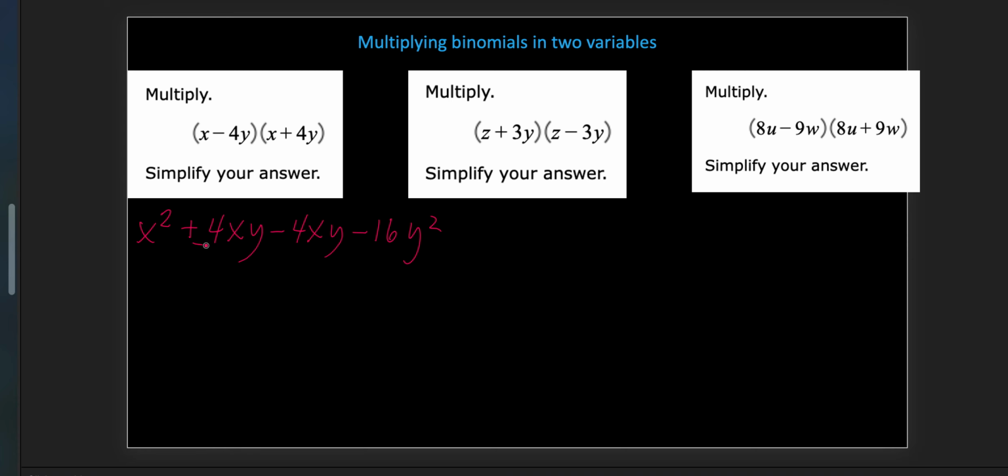So I look at the like terms that I can combine. I actually have plus that kind of term minus the exact thing, so that's 0. So this becomes x squared minus 16y squared. So these kind of cancel out, and that's it. So sometimes they can combine and make 0.